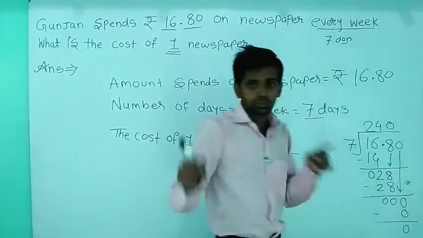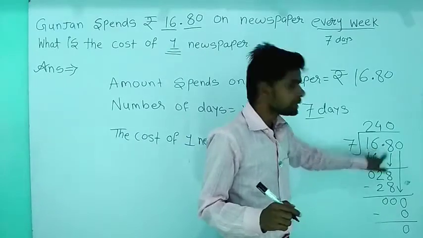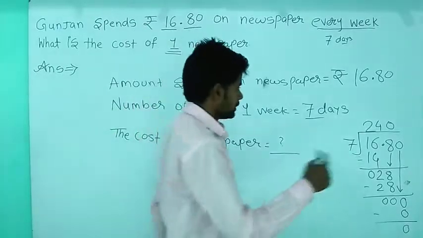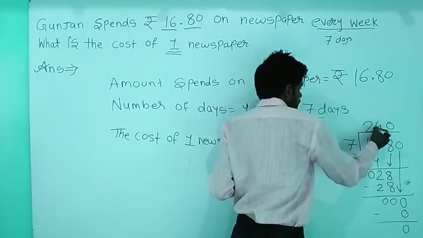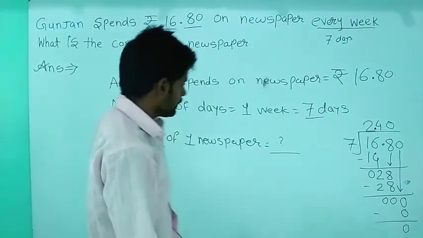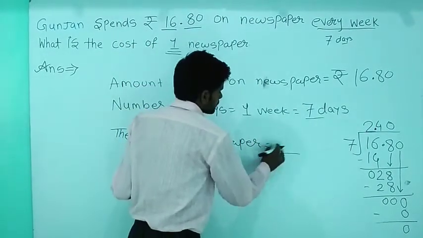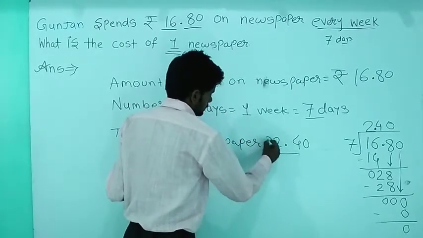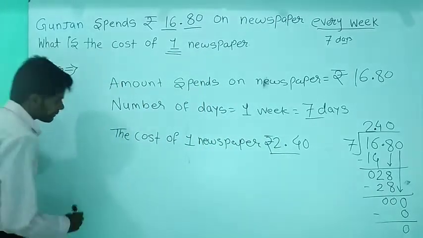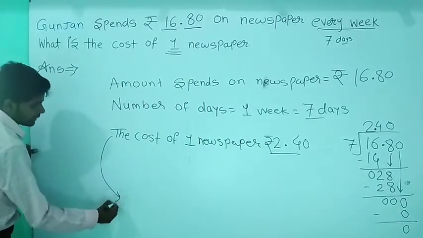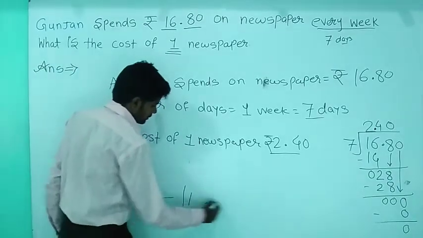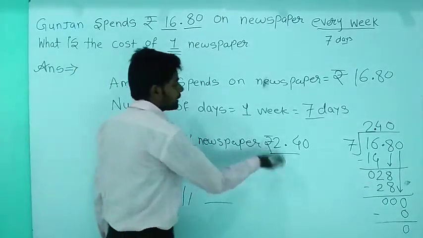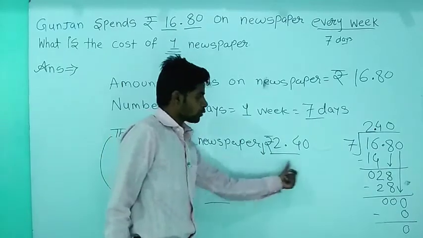Okay. This is 240. But it is not a perfect answer. We have to write this dot, that is the point, after the two numbers from that side. So the answer is 2.40, that is 2 rupees and 40 paise. So we will write here 2 rupees and 40 paise. You can write the final answer here. The same final answer you have to write downside. Write down as it is. The cost of one newspaper will be 2.40.